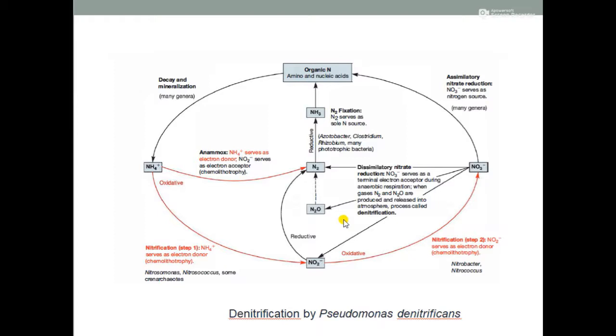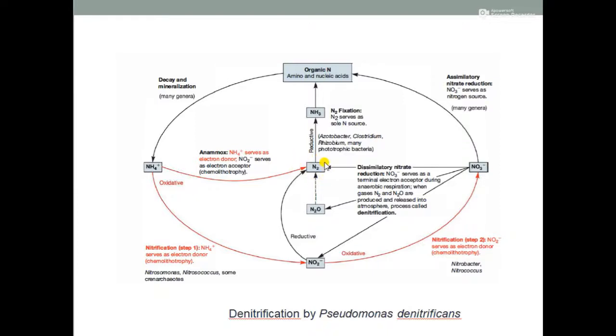In addition, one thing we have not mentioned in this picture is the Anammox reaction. In the Anammox reaction, some Planctomycetes, some bacteria like that, can combine ammonium ion with nitrite, and together they result in the formation of nitrogen. This is referred to as the Anammox reaction. Here ammonium serves as the electron donor and nitrite serves as the electron acceptor, and as a result nitrogen is formed.